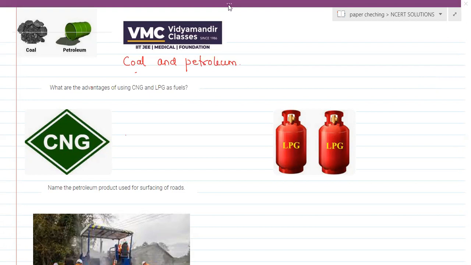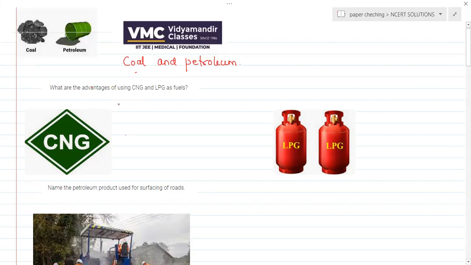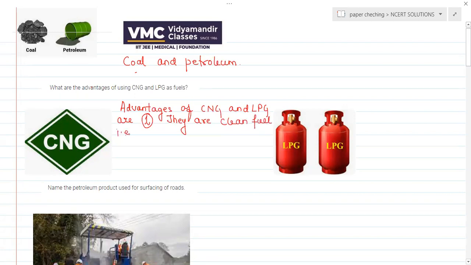What are the advantages of CNG and LPG? The first and foremost advantage is that they are the cleanest fuel. So let's write that. Advantages of CNG and LPG are: one, they are clean fuel. That is, they do not leave residue.